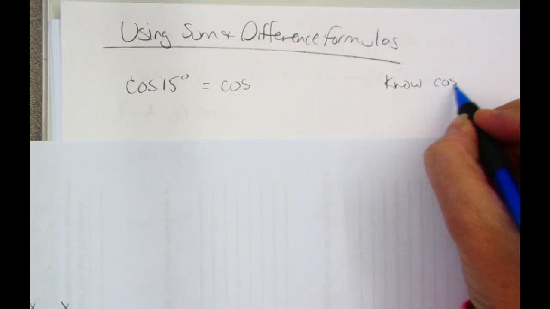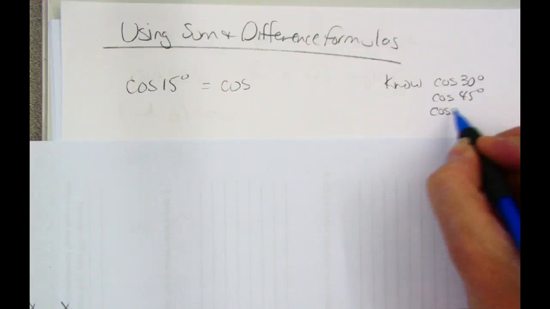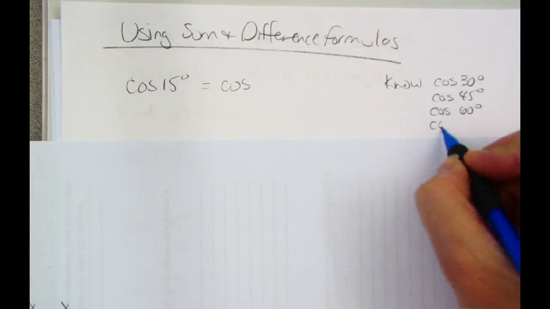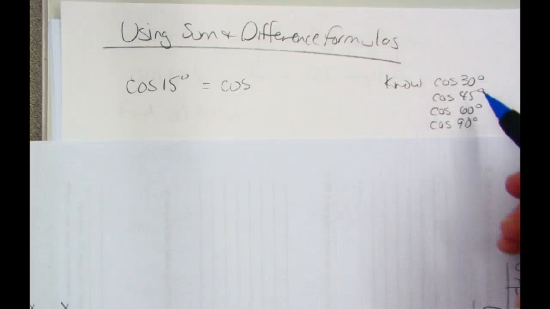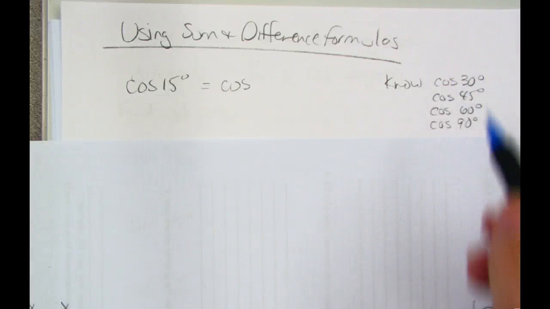I know cosine of 30. I could do cosine of 45. I could do cosine of 60. And I'm going to stop there because then they just start repeating themselves. With those numbers, can you make a 15 by adding or subtracting these numbers that we do know?